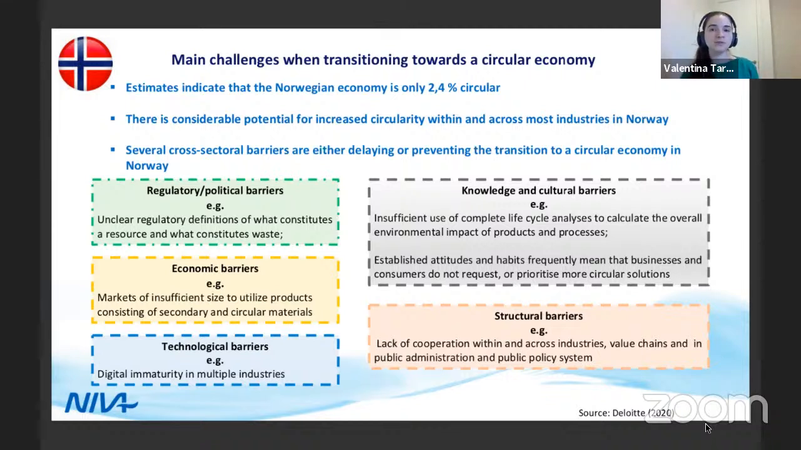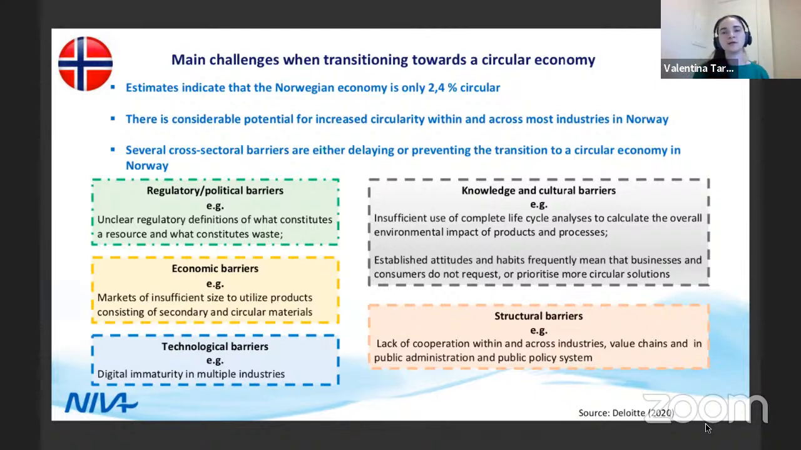And here we can mention political barriers, economic barriers, like markets of insufficient size to use products consisting of secondary and circular materials, technology barriers, digital immaturity in multiple industries, knowledge and cultural barriers, insufficient use of complete life cycle analysis to calculate the overall environmental impact, structural barriers, lack of cooperation within and across industries, value chains and public administration.